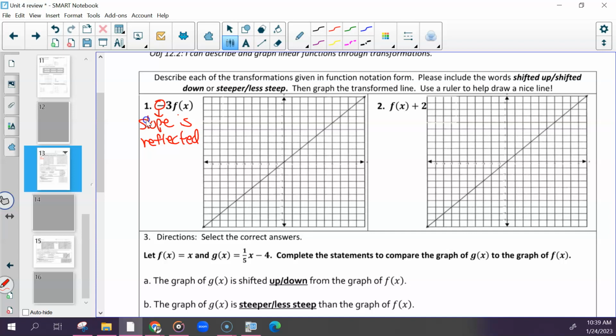Nature? Did it shift up? Shifting down. Did it shift down? Is there a plus or minus at the end of this? No. So what happened to the y-intercept? Okay. So the y-intercept stayed the same, yes. And then the other thing that happened, the slope became steeper by 3 times as steep.